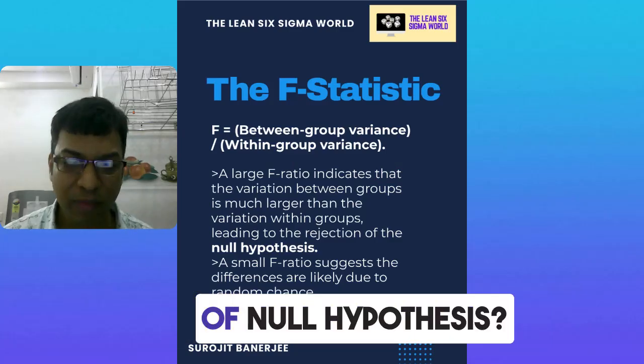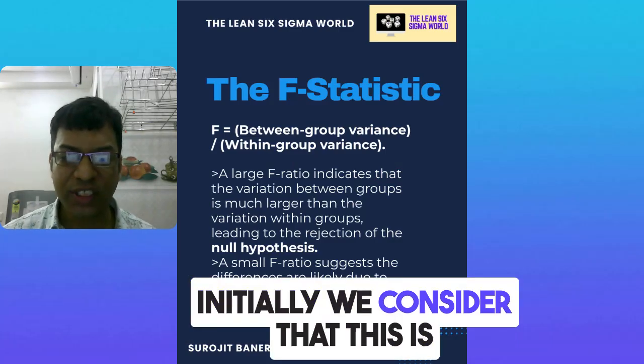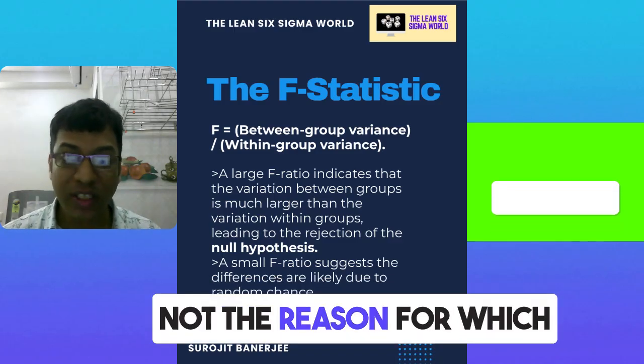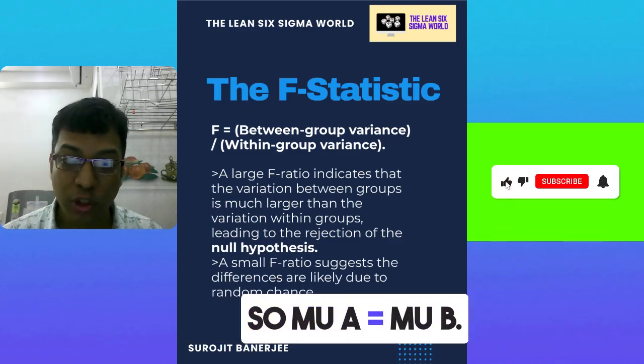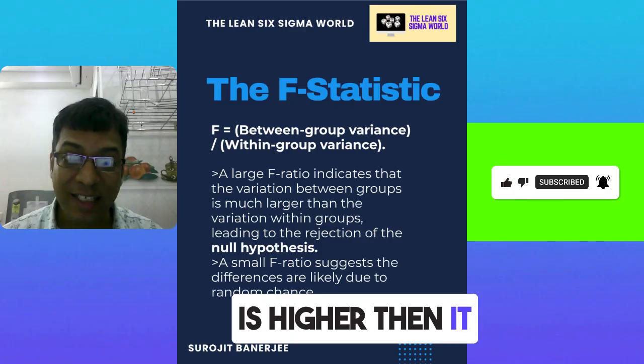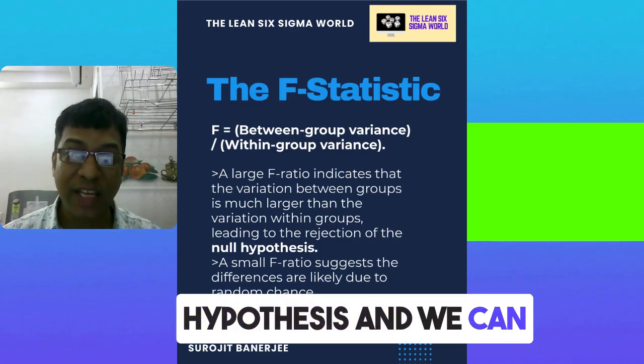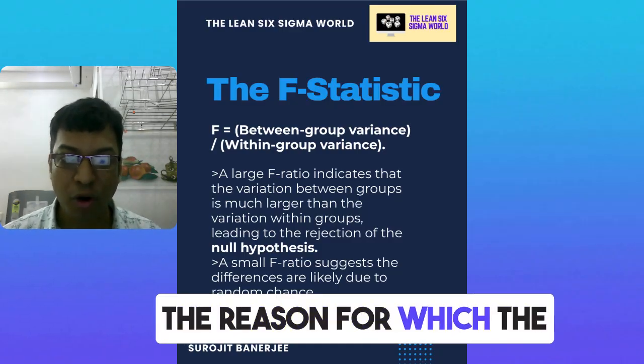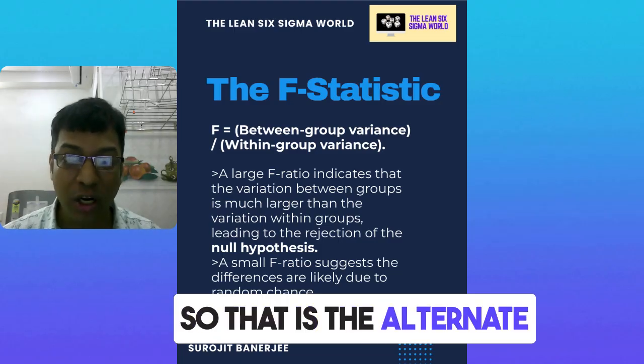Now, what is the concept of the null hypothesis? Initially, we consider that this is not the reason for which the problem has happened. So mu A is equal to mu B. But if we find that the F ratio is higher, then it rejects the null hypothesis, and we can confidently say that this is the reason for which the problem has happened. That is the alternate hypothesis.